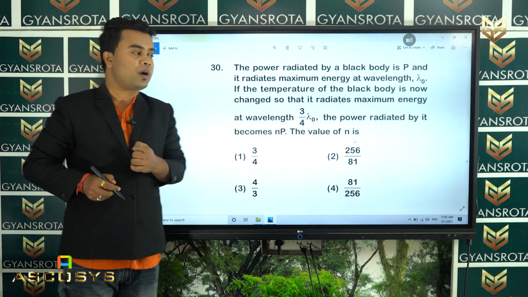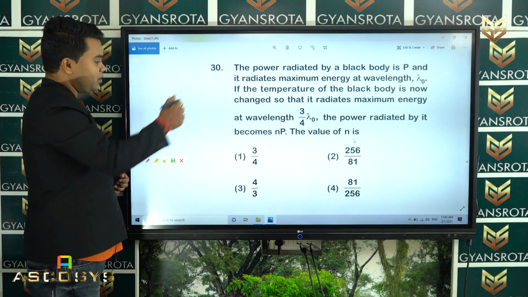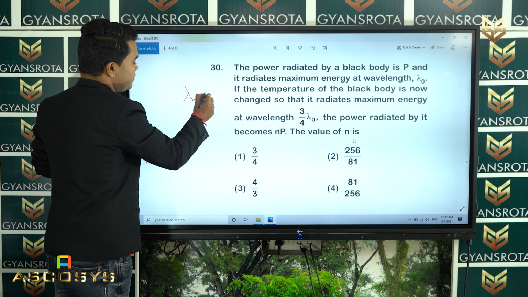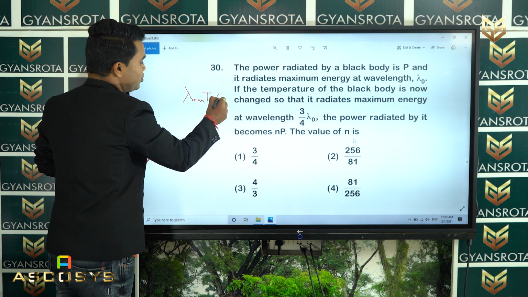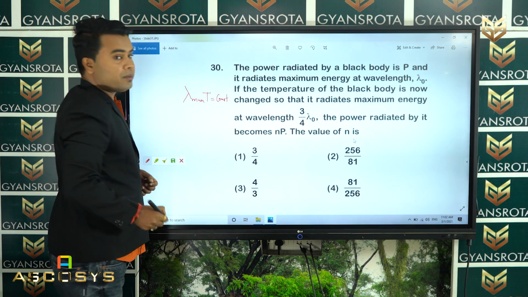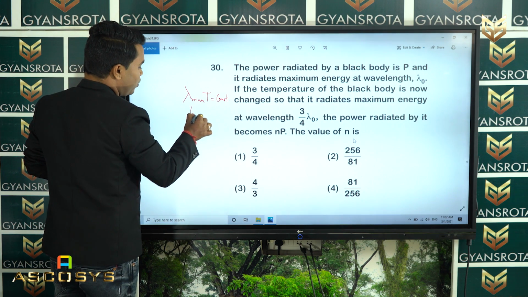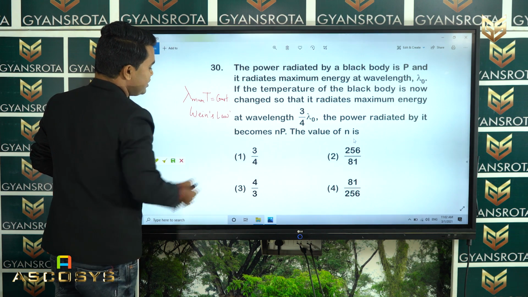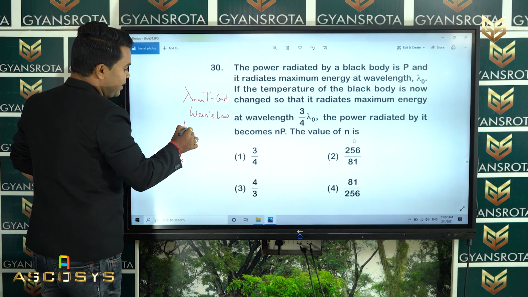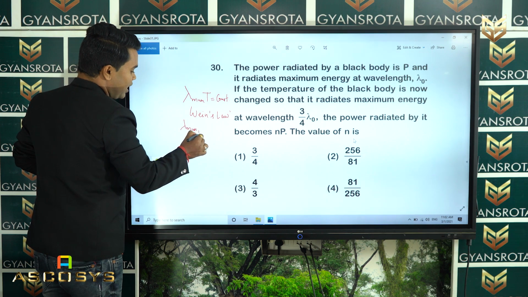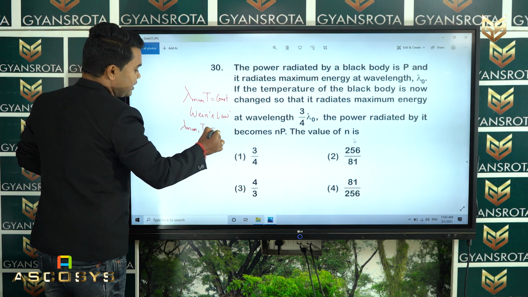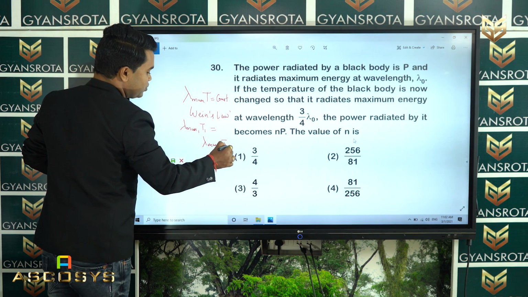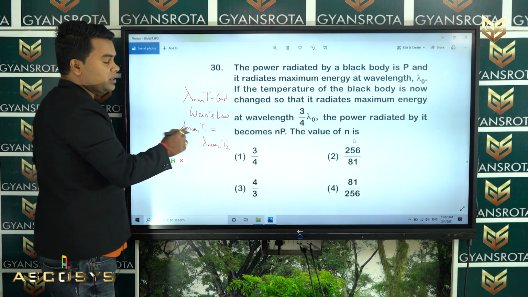So you need to use one formula out here. The formula is lambda max multiplied with T is equal to constant. I hope you remember this formula. This is called Wien's law. Wien's law, right? So what you will do, lambda max 1 T1 will be equal to lambda max 2 T2. Just equate these two.